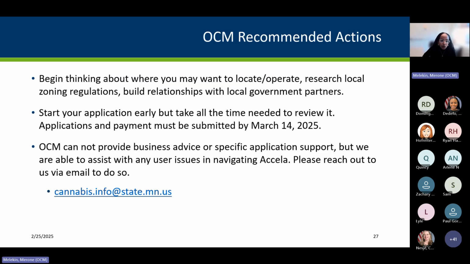In addition, we also encourage you, if you haven't already, to begin thinking about where you may want to locate or operate. Research local zoning regulations, build relationships with local government partners, and begin thinking about that part of the process. We encourage you to begin thinking about this and engaging local government sooner rather than later, as it allows you to build relationships and understand what local governments are thinking about when it comes to their respective cities and counties, and to understand if there are any established zoning regulations that you should be aware of as you're thinking about your operations.